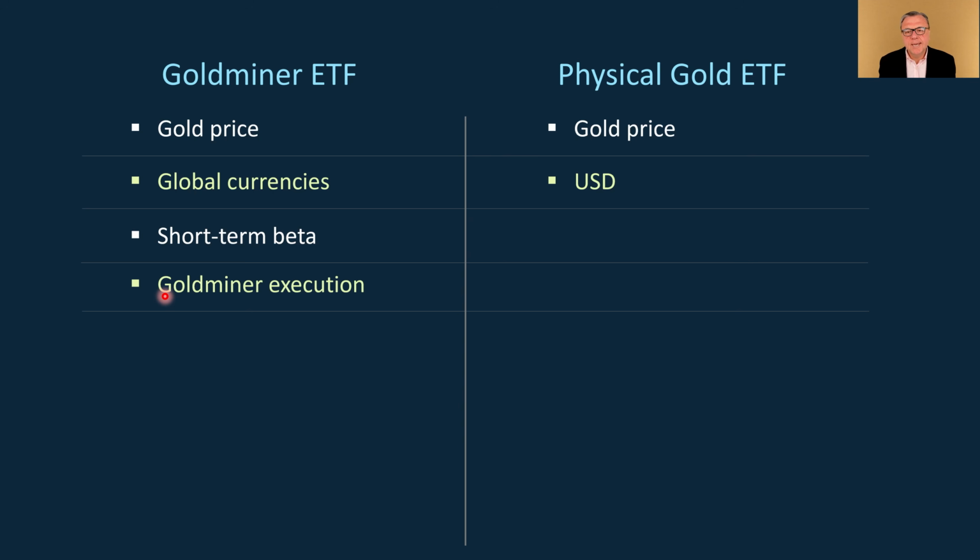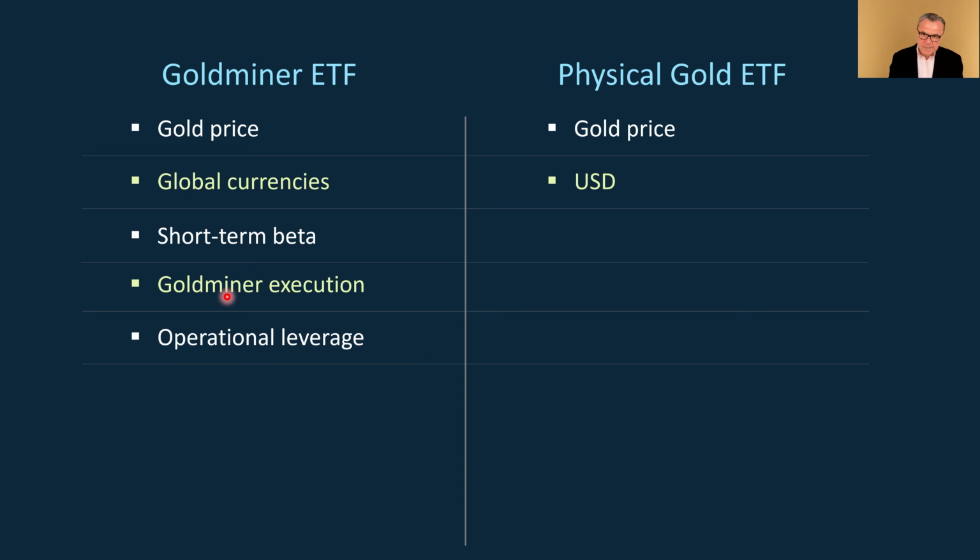And then there's the execution of the leadership team of those different gold mining companies. The leadership team has to dig up the gold at the lowest cost possible, has to find new gold. So when you buy the shares of gold miners, you are buying into the ability of the leadership of that company to execute on their strategy. So you have several risks here in the gold miner ETF that you don't have over here. But that doesn't really explain why the gold miner ETFs have gone up so much more than the physical gold ETFs in the last year.